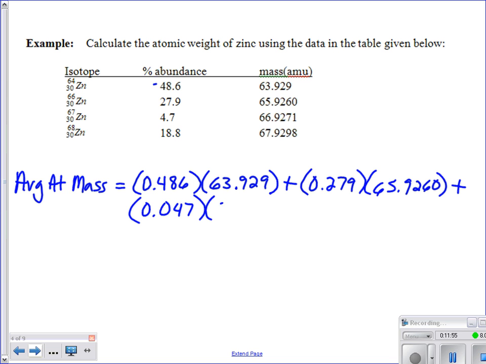I keep going, notice this one would have to be 0.047 times 66.9271 and plus 0.188 times 67.9298.